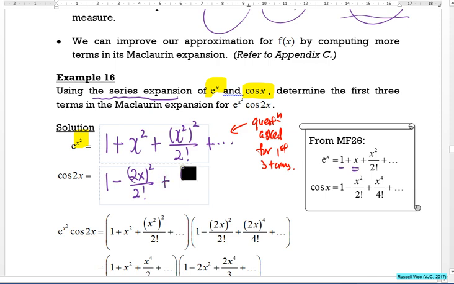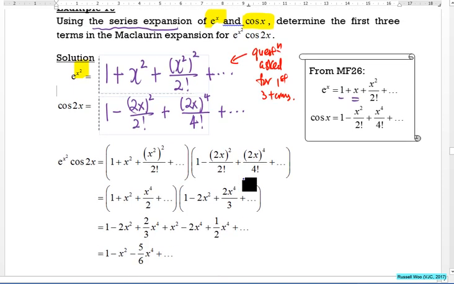Plus (2x) to the power 4 over 4 factorial. You just replace the x with 2x because you know what cos x is. This can be used without proof, you just go with cos 2x. Now you want to determine the first 3 terms of the Maclaurin's expansion for this, so you multiply these two up like that. Multiply, simplify, and then we are done. I'm not going to go through it, it's quite simple. Pause the video.